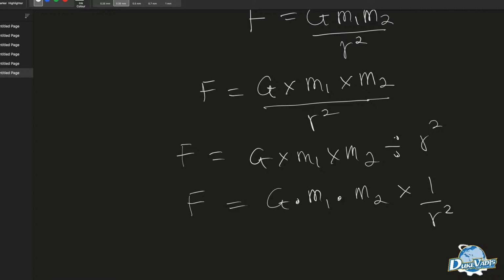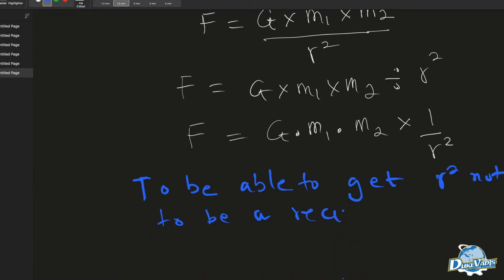First of all, let me remind you, to be able to get the r squared not to be a reciprocal, what comes to mind? Because we have 1 over r squared, and we don't want it to be so.